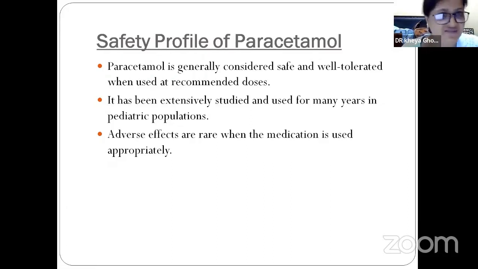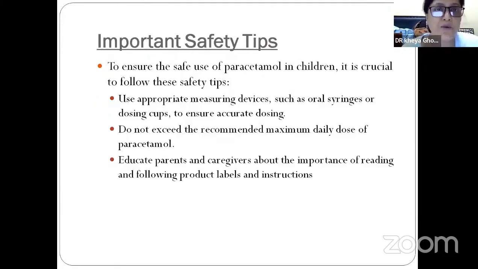Very rarely, I have seen one case who was allergic to paracetamol. It's a very rare case that may occur, but otherwise it is a very safe drug. So important safety tips to ensure the safe use of paracetamol in children: it is crucial to follow these safety tips.